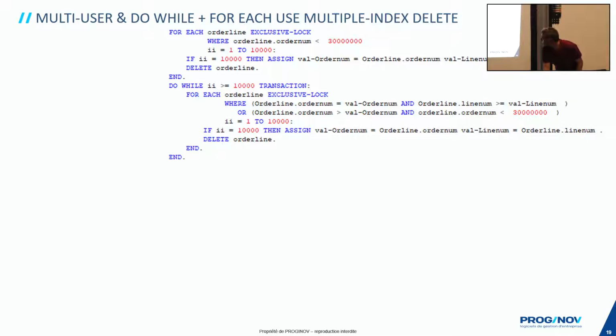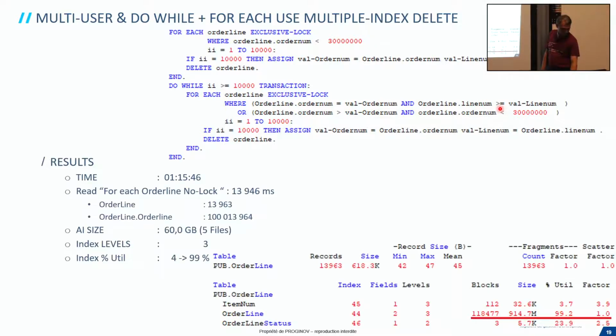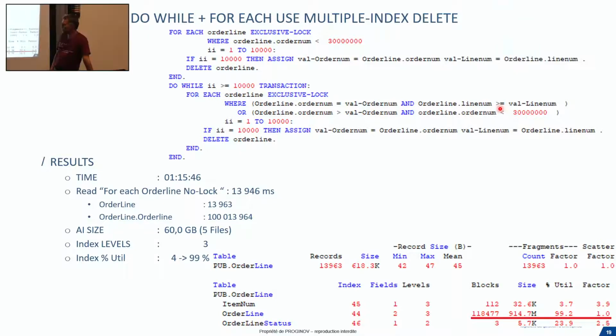And after I use a multiple index for each, this one and this one, I put greater or equals, because unique indexes are not really unique if there is an unknown value. So to not miss some records with unknown value, I always put greater or equals than to avoid this issue of unique key with unknown value. So it took 1 hour and 15 minutes.